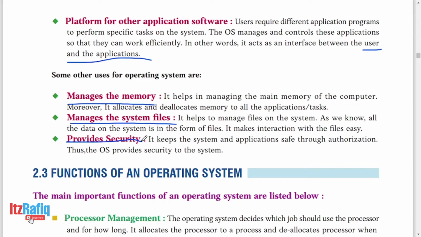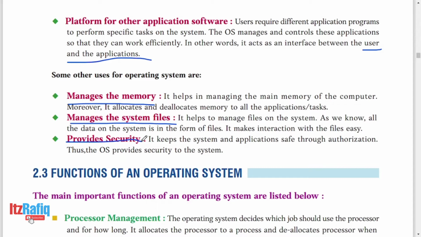Manage the system files. It helps to manage the files on the system. As we know, all data on the system is in the form of files. So it makes an interface with the files. It makes interaction with the files easy. Provide security. It keeps system applications safe through authorization. Means when we are installing some applications, we have to give some permissions or authorizations, then only the application can use our computer hardware like keyboard, mouse and all. So these things are managed by the operating system. The operating system looks over these security purposes.